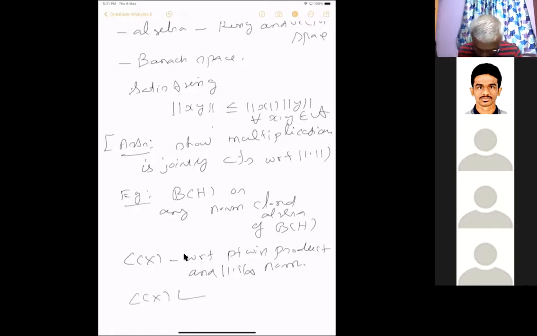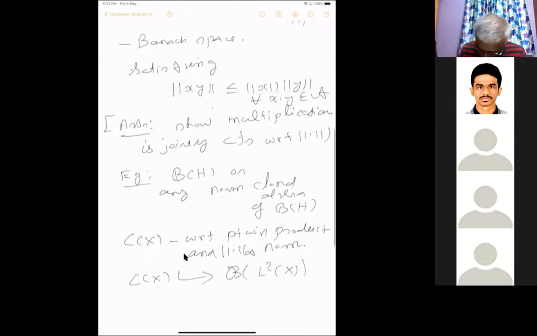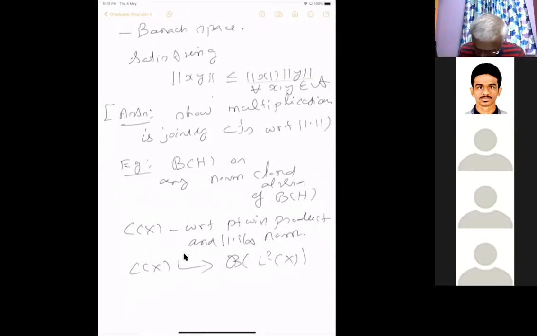C of X can be represented inside B of L2 of X with respect to some measure, any measure you want. You take some regular measure. If X is a compact metric space, then you can have a regular measure. You can take a finite measure, for example. Then as a multiplication operator, f goes to M f, where M f g at x equals f of x times g of x. We discussed this multiplication operator in the last course, and that's a faithful representation of this.